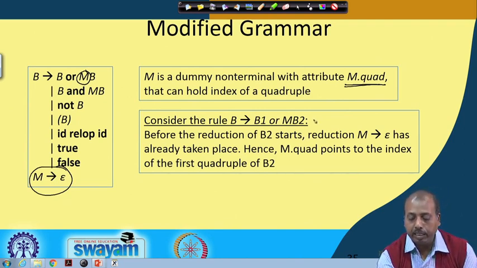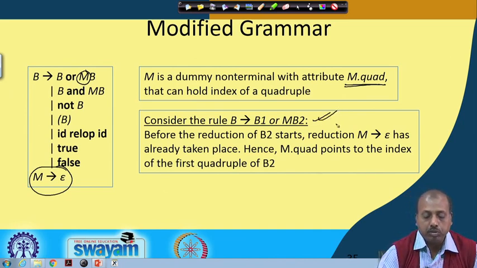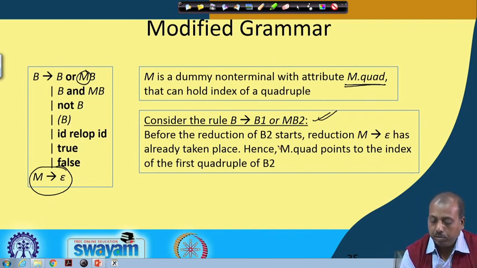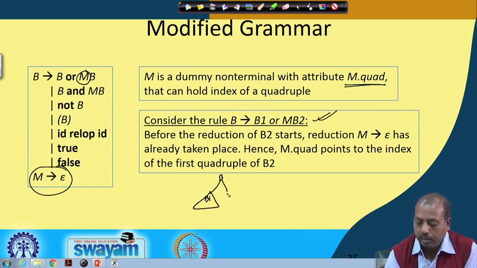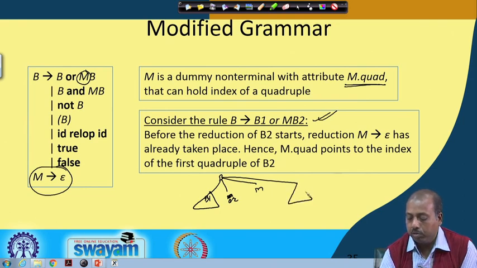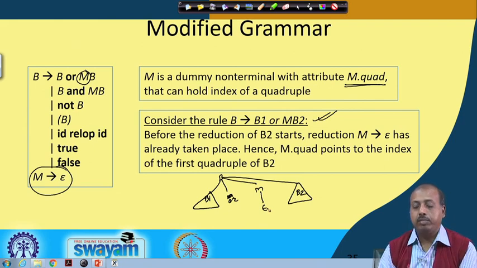It may be clear by looking into this particular rule, B producing B 1 or M B 2. Before the execution of B 2 starts, the reduction M producing epsilon has already taken place. If you look into the parse tree, it will be like this: B producing B 1, then or, then M and this B 2, and this M produces epsilon.